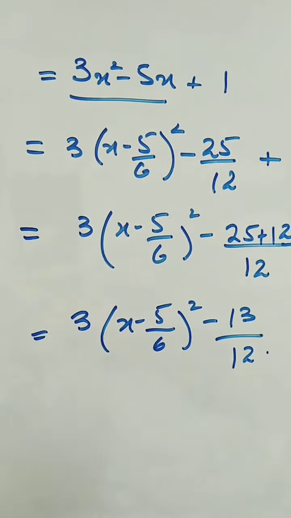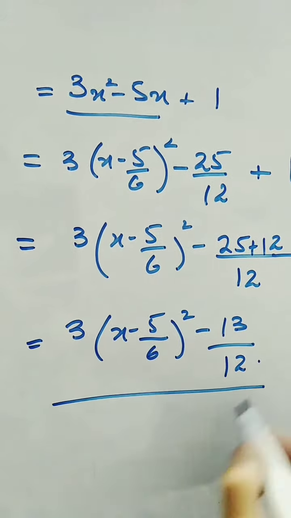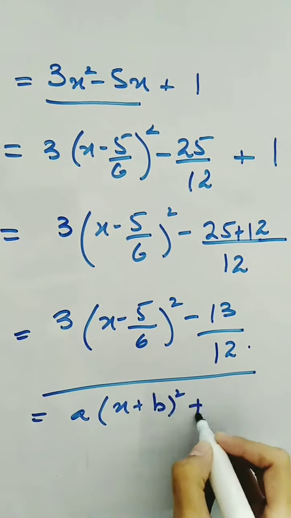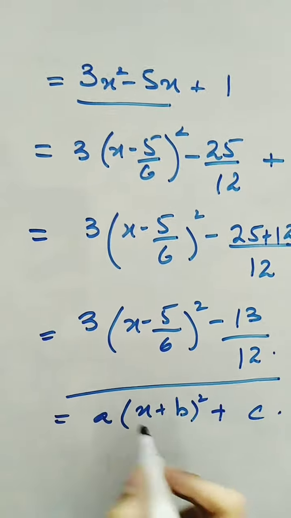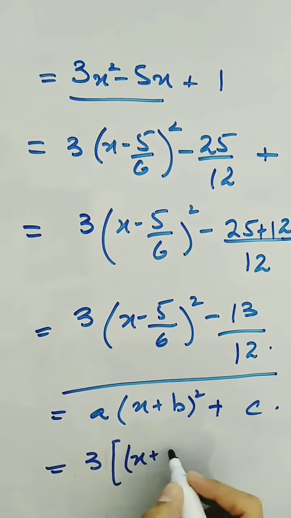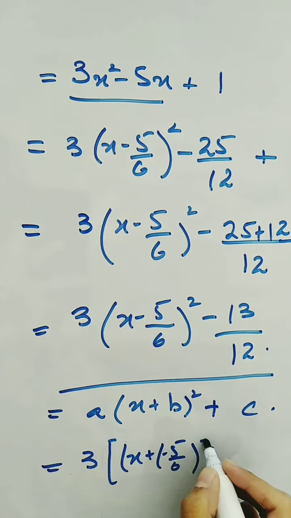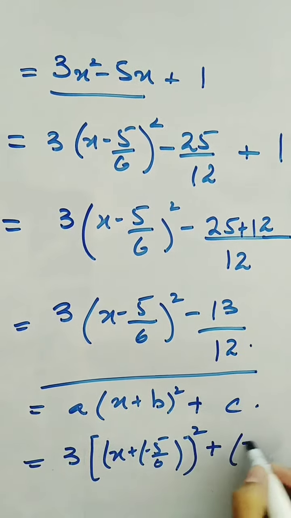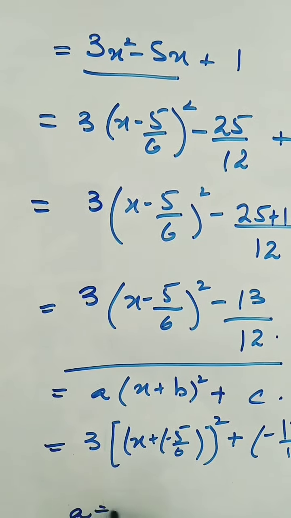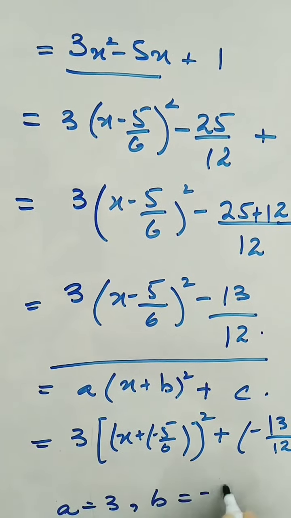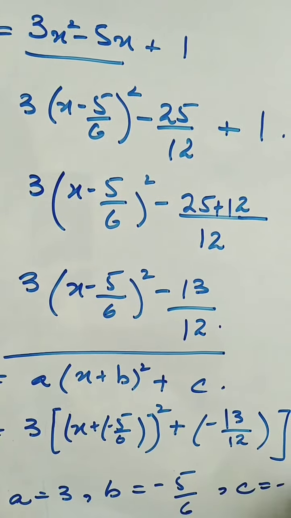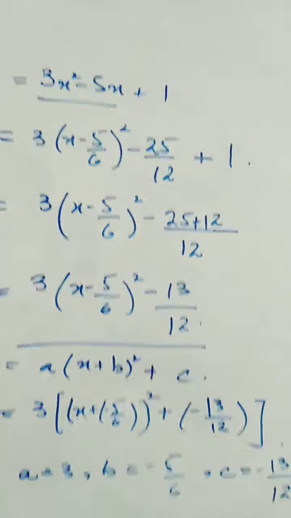Now if we look at this form, this is equivalent to a(x plus b) whole squared plus c. If we write it exactly in this form, we will have 3 times (x plus minus 5 over 6) whole squared plus minus 13 over 12. So we have a is equal to 3, b is equal to minus 5 over 6, and c is equal to minus 13 over 12.